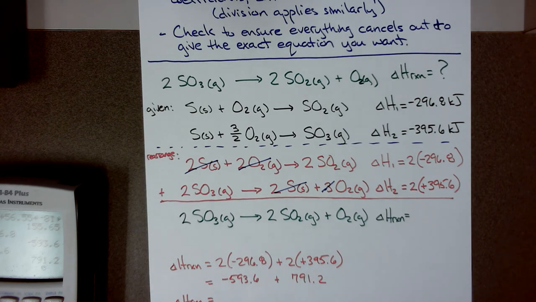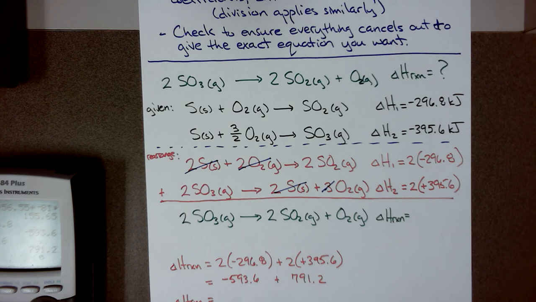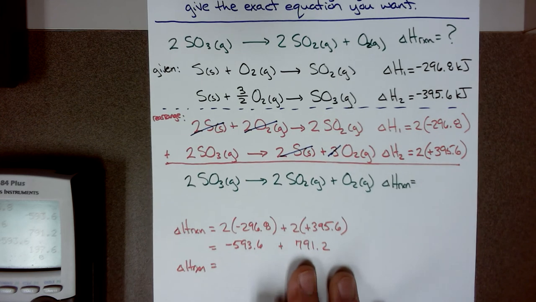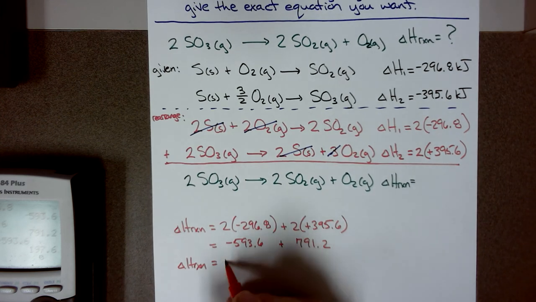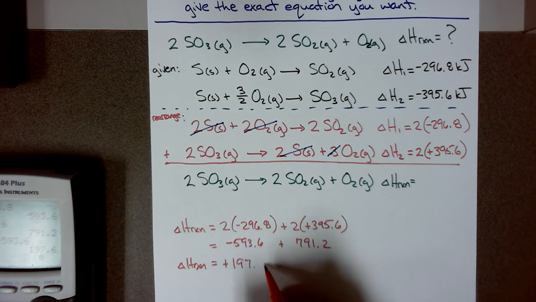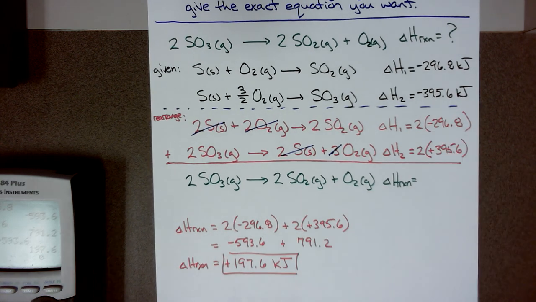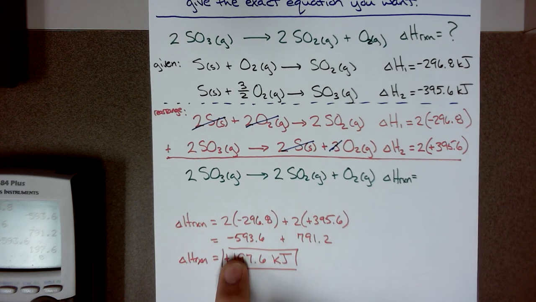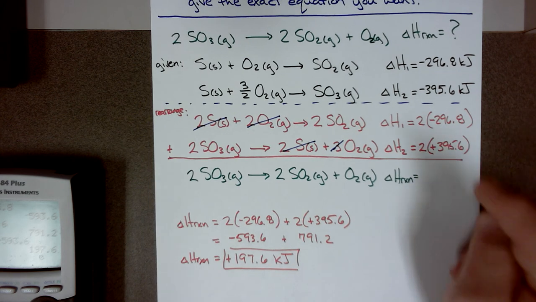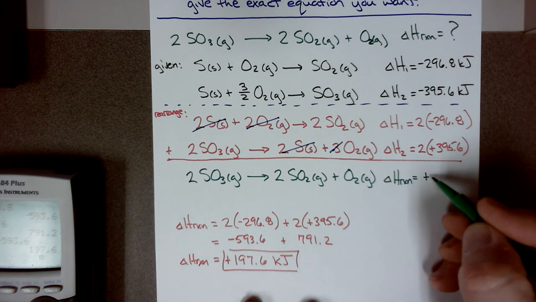So my delta H of this reaction is 791.2 minus 593.6, and I get a positive 197.6 kilojoules per mole. And usually I don't show all of this work, I just do it in a calculator, add those 2 values up, and write it down over here.